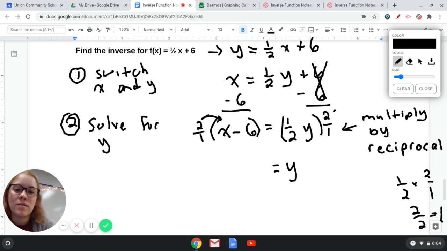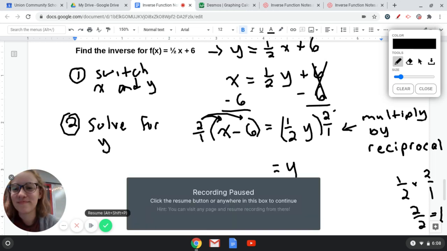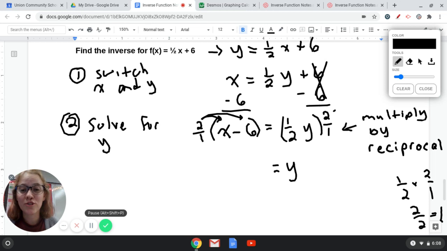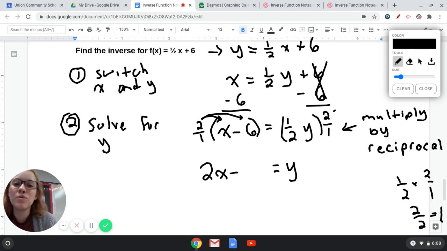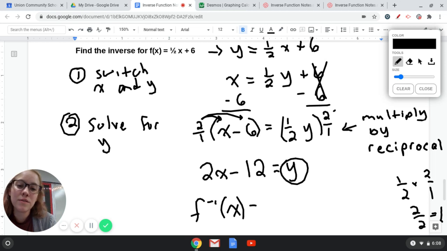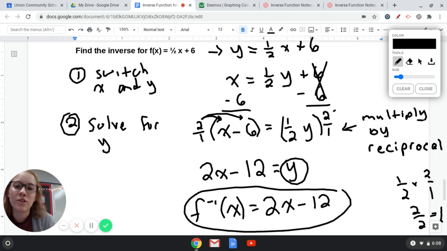So distribute means to apply this to both terms. So distributing. That means I multiply 2 times this x and 2 times this 6. So I end up with 2x minus 6 times 2, which is 12. And now, inverse function, we replace this y with our f inverse of x equals 2x minus 12, which means the inverse of 1/2 x plus 6 is 2x minus 12.